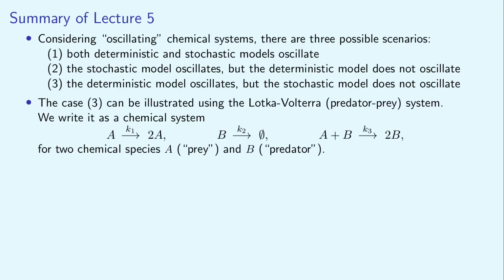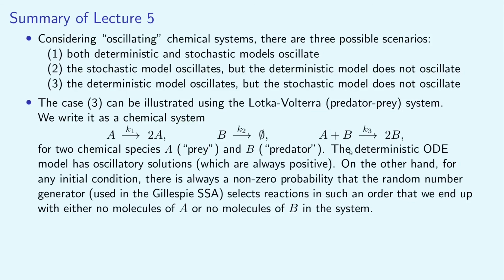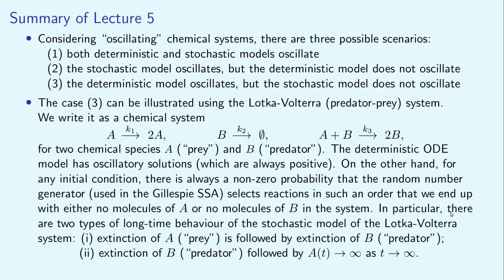If we use these chemical reactions and write a corresponding deterministic OD-based model, it has oscillatory solutions which are always positive. On the other hand, for any initial condition, there is always a non-zero probability that the random number generator used in the Gillespie stochastic simulation algorithm selects reactions in such an order that we end up with either no molecules of A or no molecules of B in the system. In particular, there are 2 types of long-time behavior of the stochastic model of the Lotka-Volterra system.